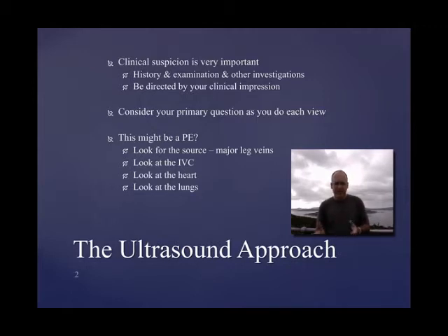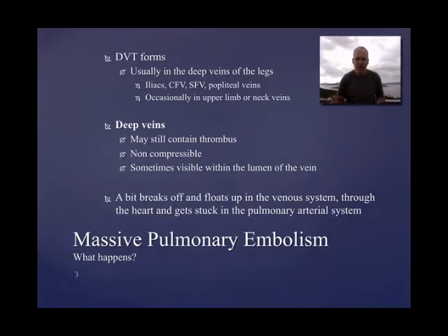And you can start by looking in the legs for DVT. You can look at the IVC to see changes there. You can look at the heart, and you can look at the lungs, and we're going to go through each of those very briefly. We all know how pulmonary emboli happen.